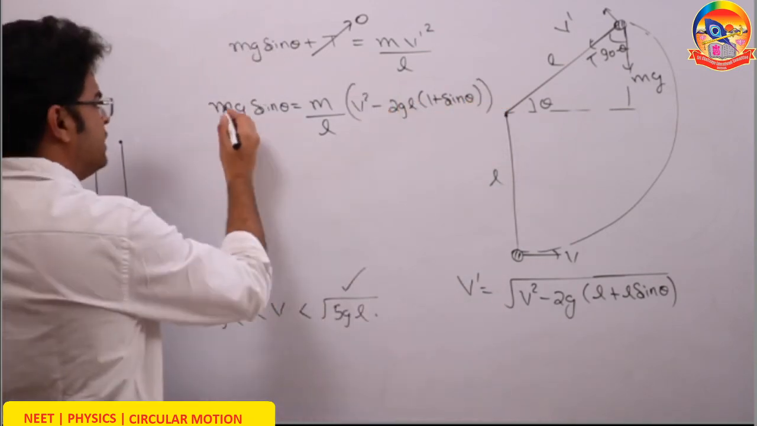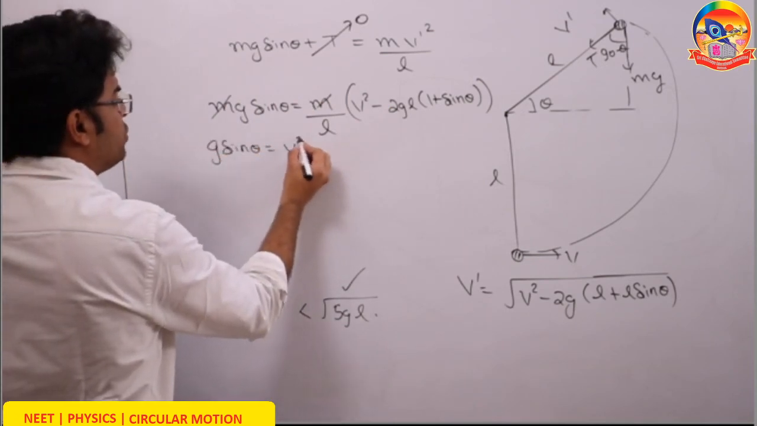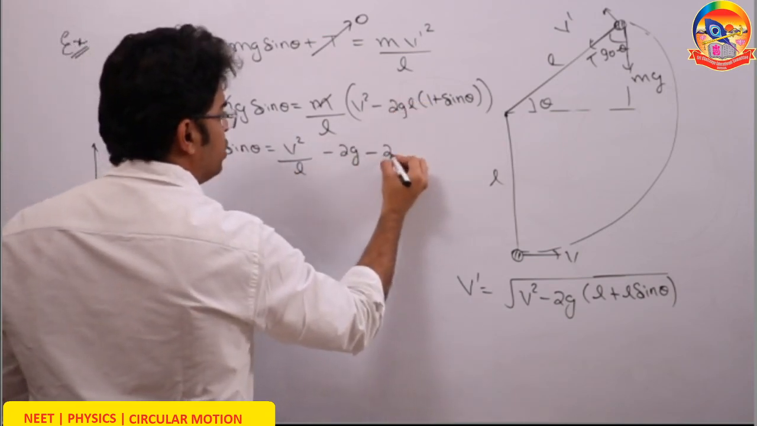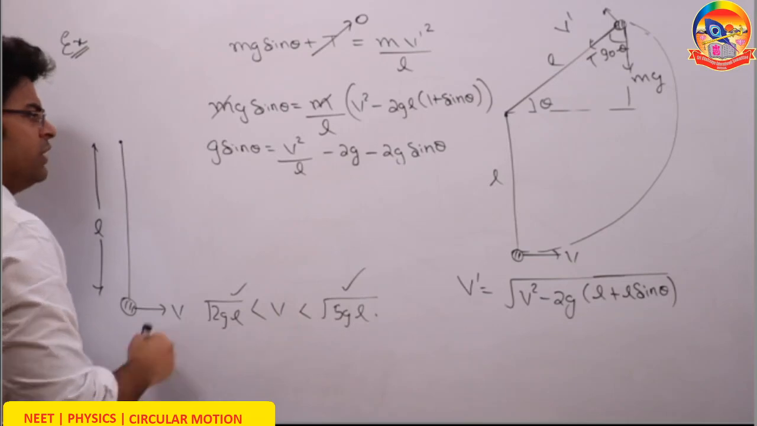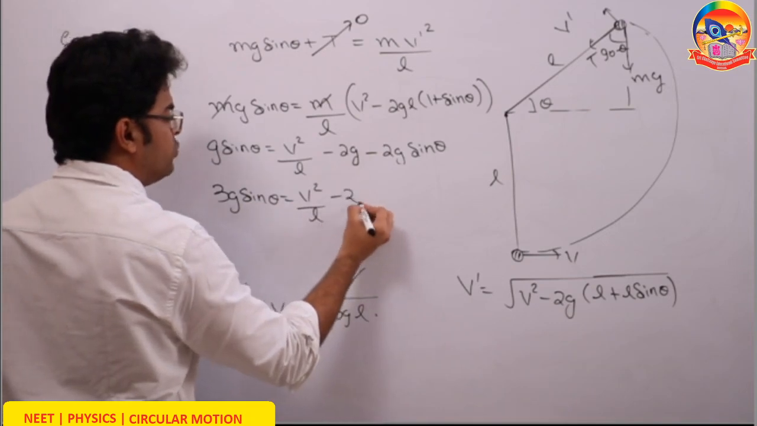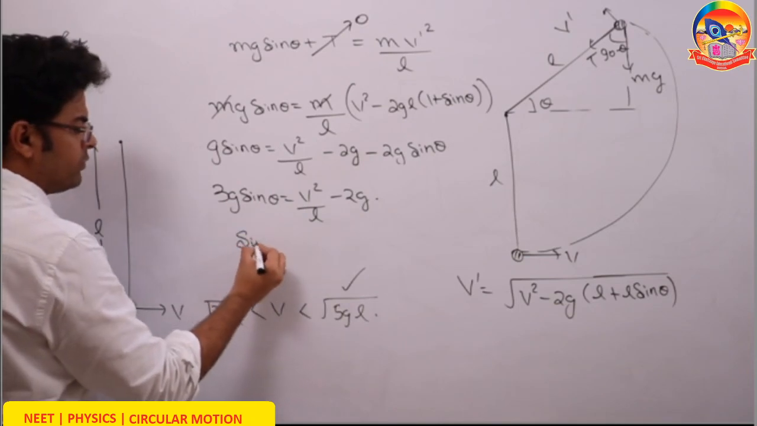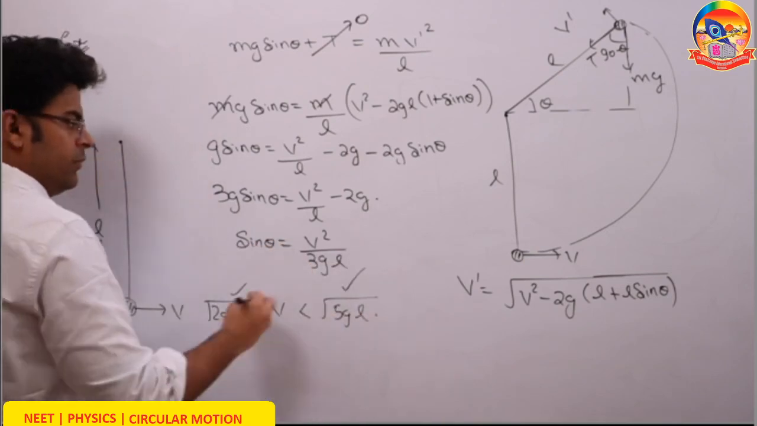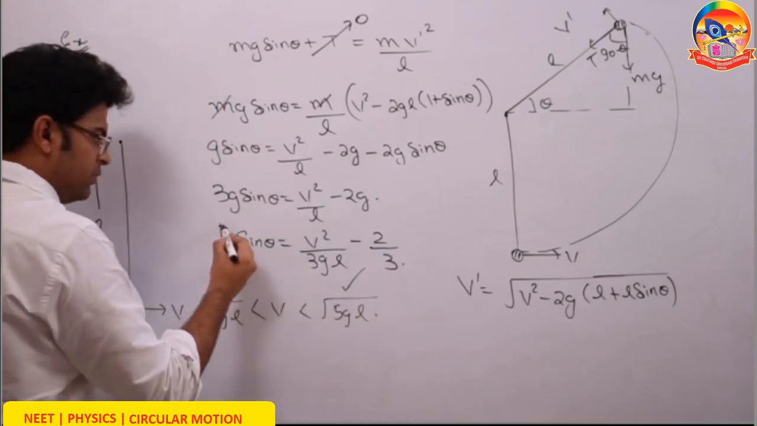Now you can see the m terms on both sides get cancelled. So you get g sin theta equals v square by L minus 2g minus 2g sin theta. Bring this 2g sin theta to the left hand side. So on the left hand side you get 3g sin theta equals v square by L minus 2g. Dividing each term by 3g, you get sin theta equals v square by 3gL minus 2 by 3. So this is the answer to the question.